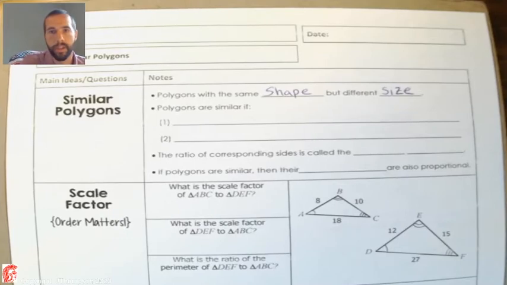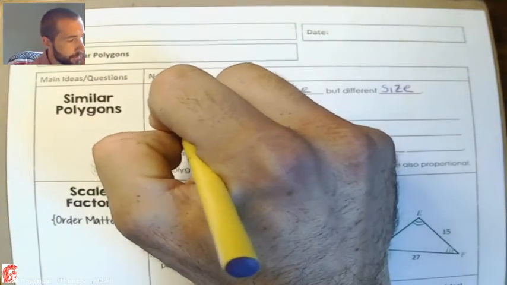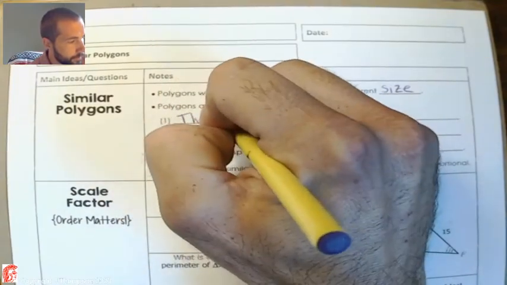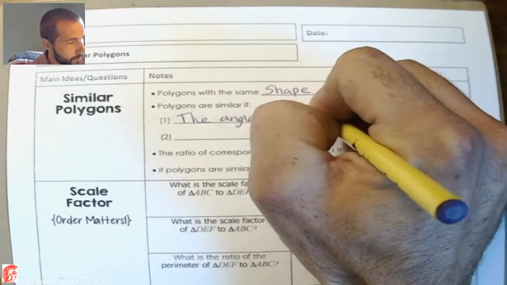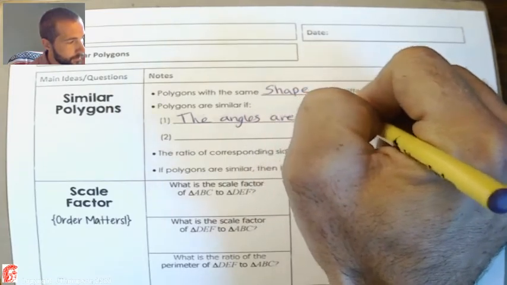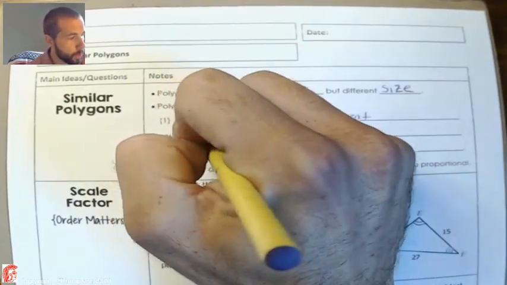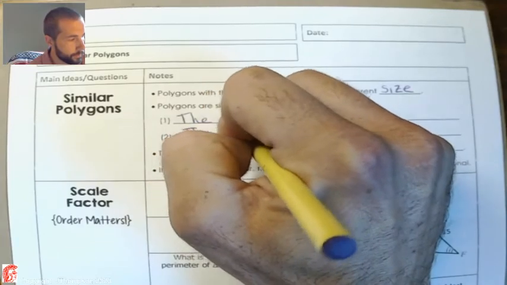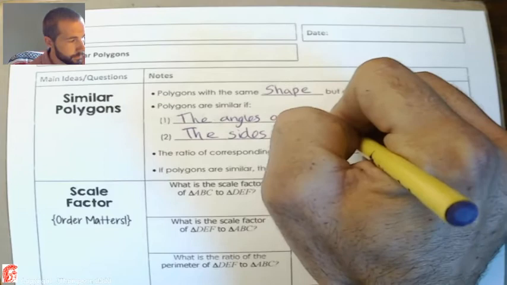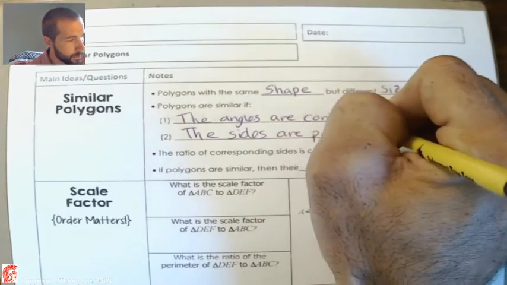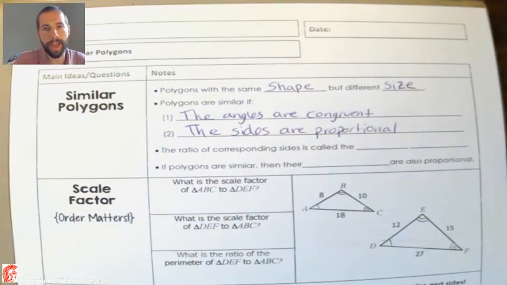took a picture of. Okay, polygons are similar if the angles are congruent, and then the sides are proportional. So we talked about proportional in the past. So we're going to be setting up proportions in order to solve our problems here.